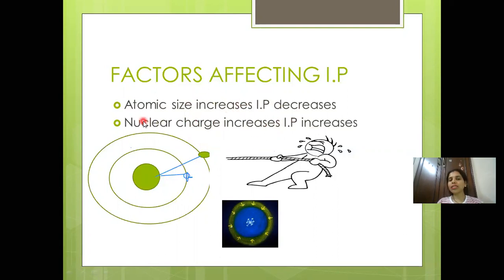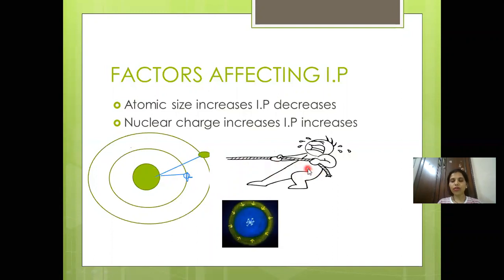So you have to understand that atomic size increases, IP decreases because the electron can be easily removed. Nuclear pull increases, the IP increases because it has to pull. Now you can see a man is pulling this electron. As I have shown over here, the inward pull is more, so he has to apply more energy.